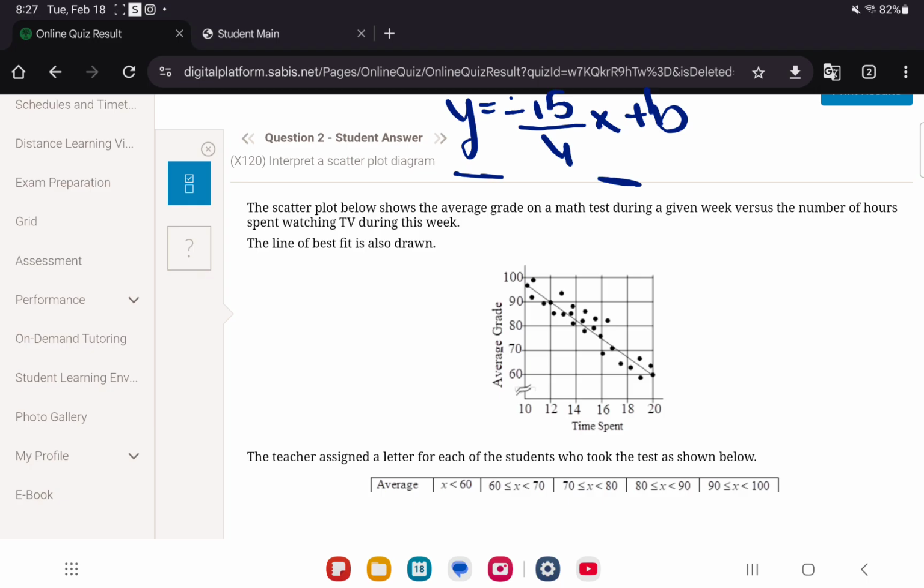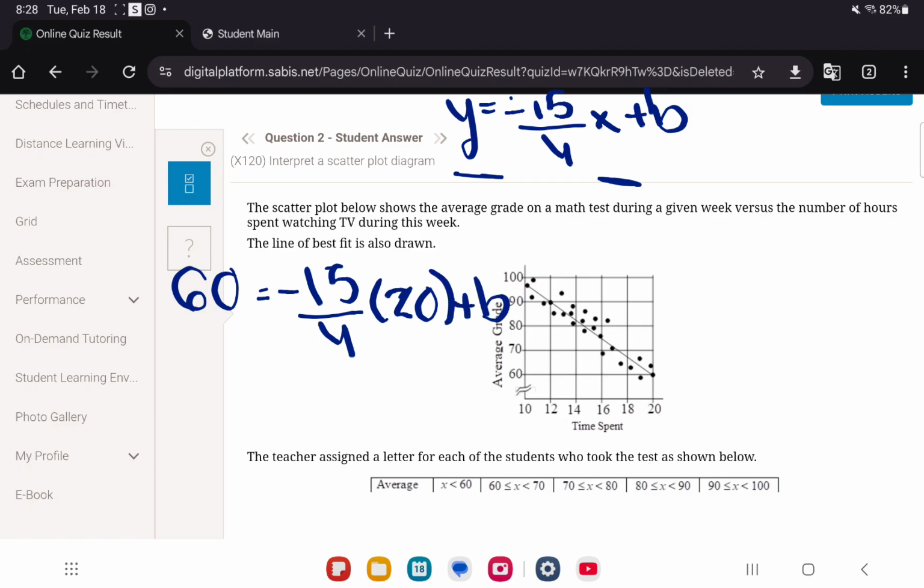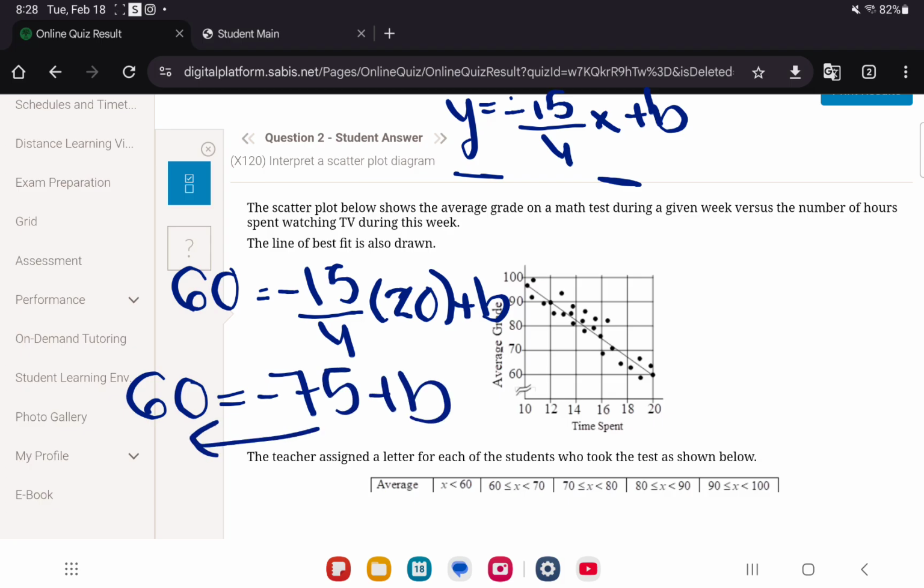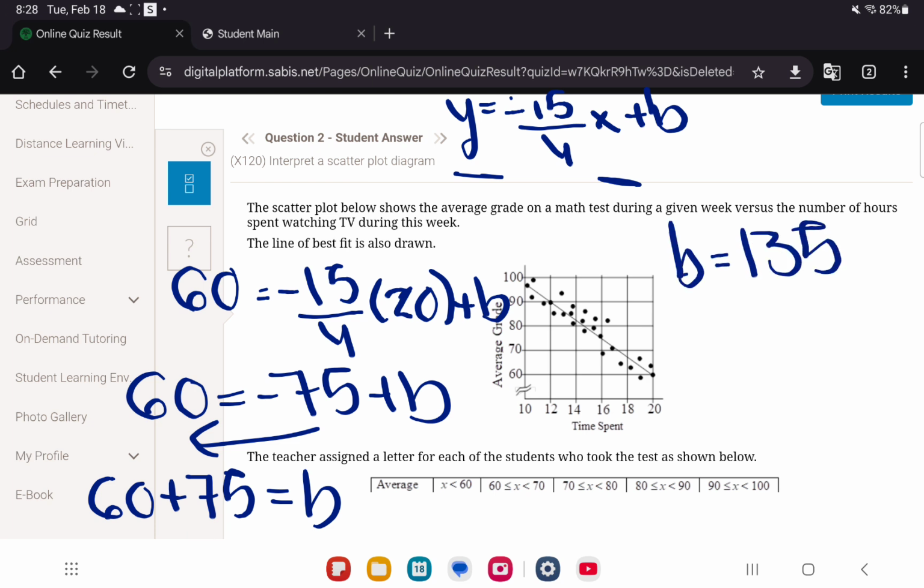Okay, our y is 60, so 60 equals minus 15 over 4 times 20 plus b. Do it on your calculator. Minus 15 over 4 times 20 is minus 75. So 60 equals minus 75 plus b. Move this to the other side: 60 plus 75 equals b. I'll write b here. B equals 135, okay? That's your b.